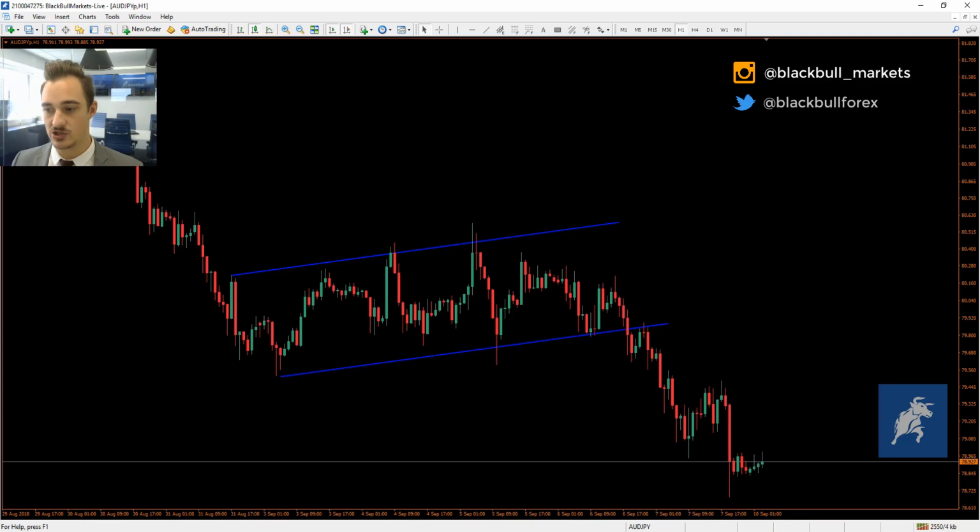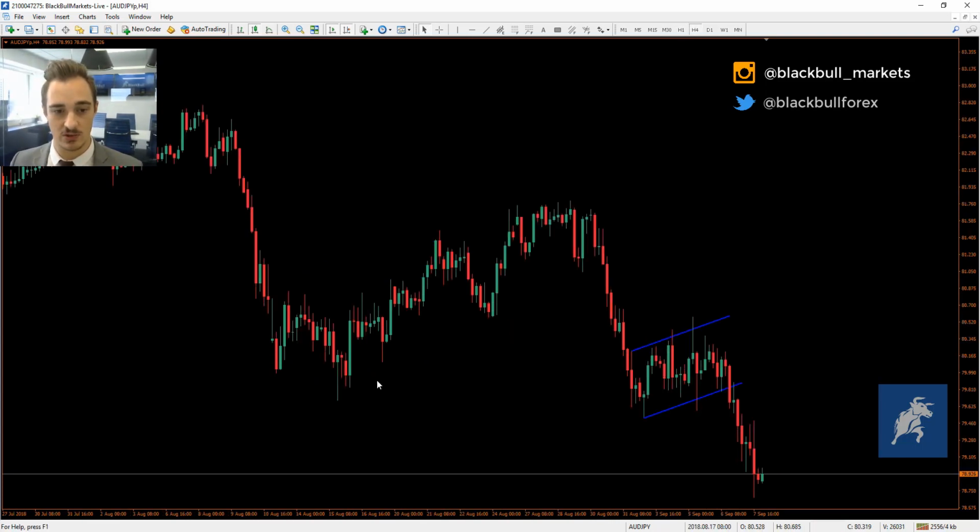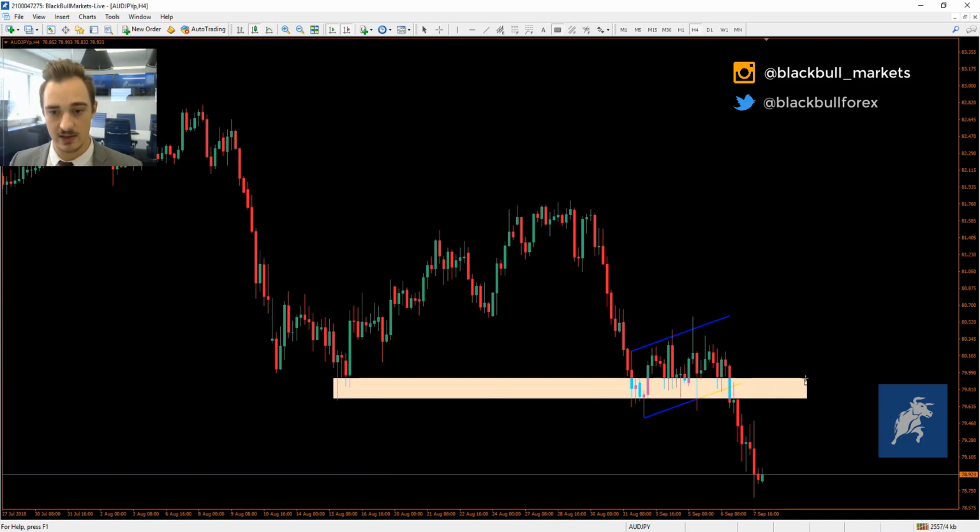You can see we were looking at this channel. It did break through, gave us a nice entry to the downside, also breaking a double bottom or a consolidating area.